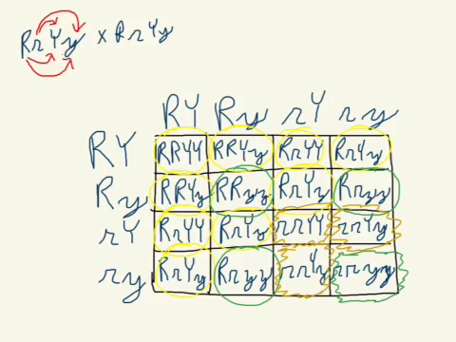So if we were going to express this in a phenotypic ratio, we would end up having 9 that are round and yellow, to 3 that are round and green, to 3 that are wrinkled and yellow, and our final option would be 1 that is wrinkled and green.